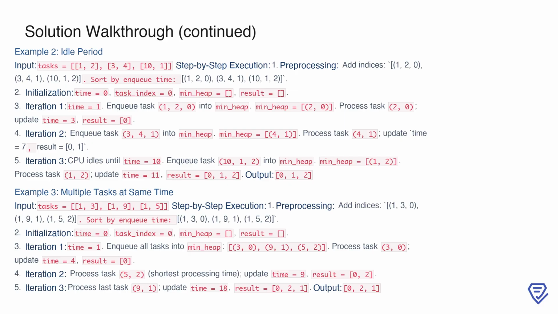Next, we process [5, 2], which has the shortest processing time among the remaining tasks, updating time to 9 and adding 2 to the result. Finally, we process [9, 1], which updates time to 18 and appends 1 to the result. The output order of task indices is 0, 2, 1.